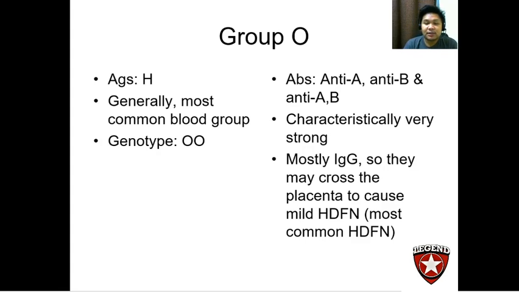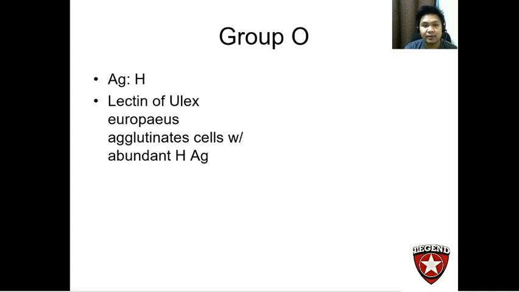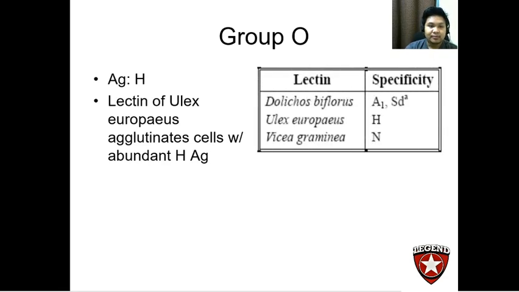So they may cross the placenta to cause mild hemolytic disease of the fetus and the newborn. This is actually the most common type of HDN. And the second most common type would be your RH HDN. Now, for us to confirm that the patient only has the H antigen, we could use the lectin of Ulex europaeus, which agglutinates cells with abundant H antigen.